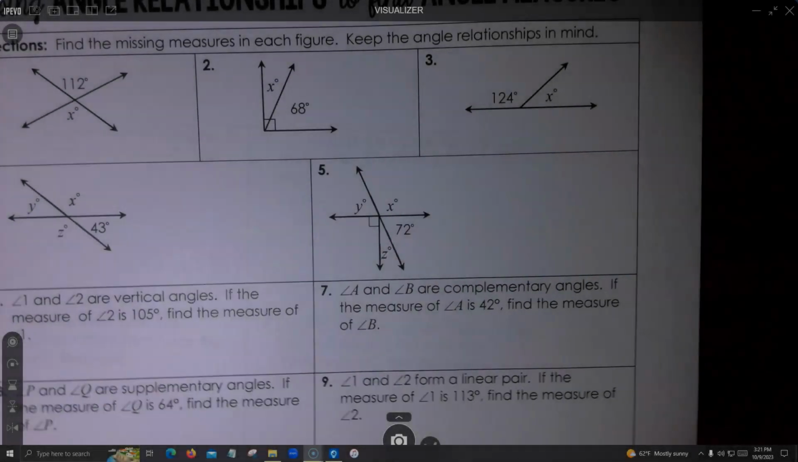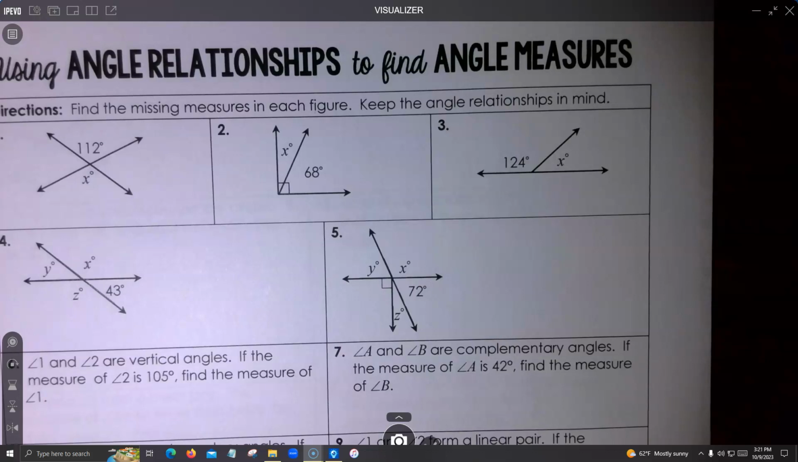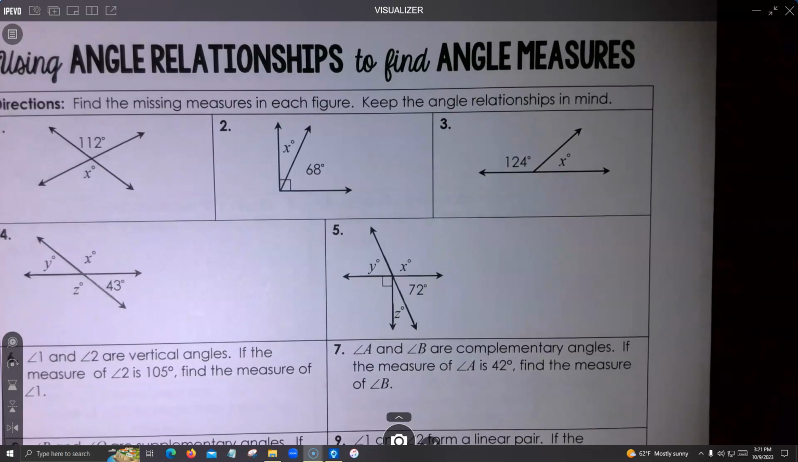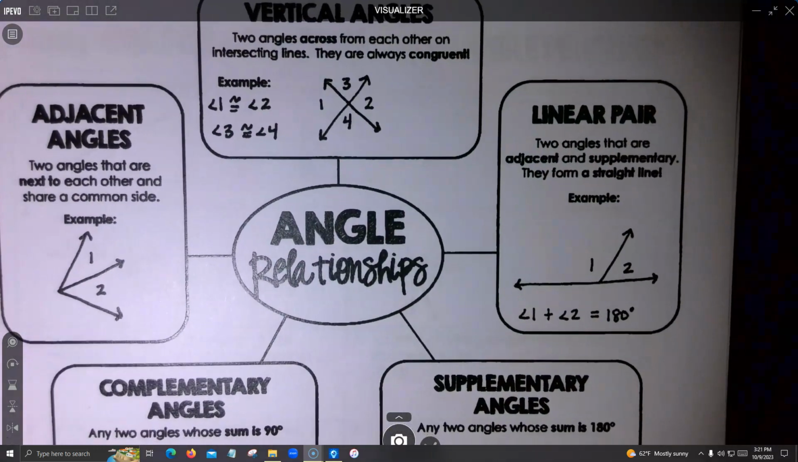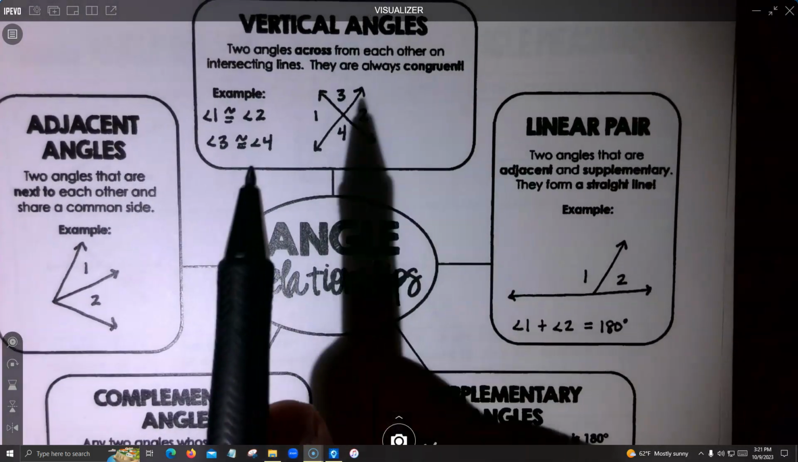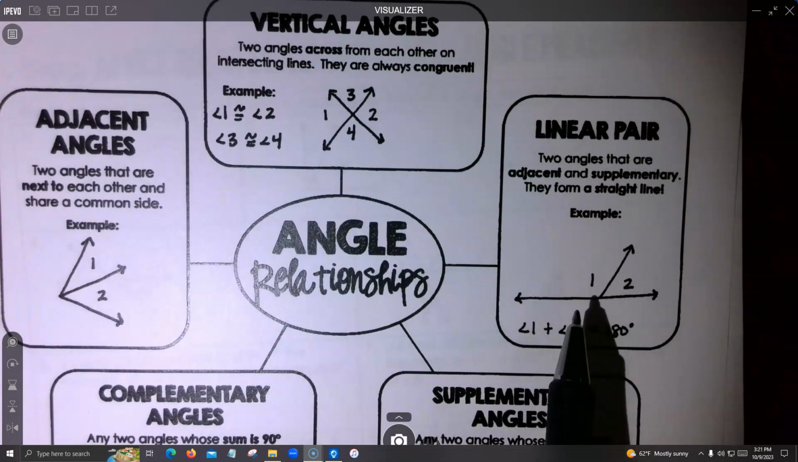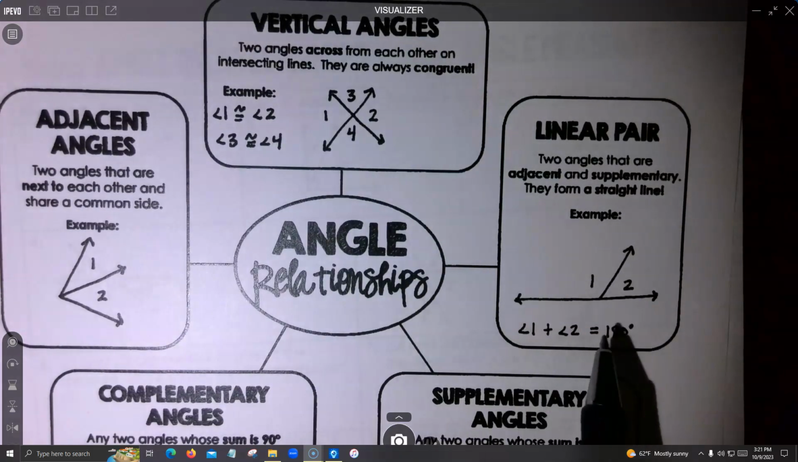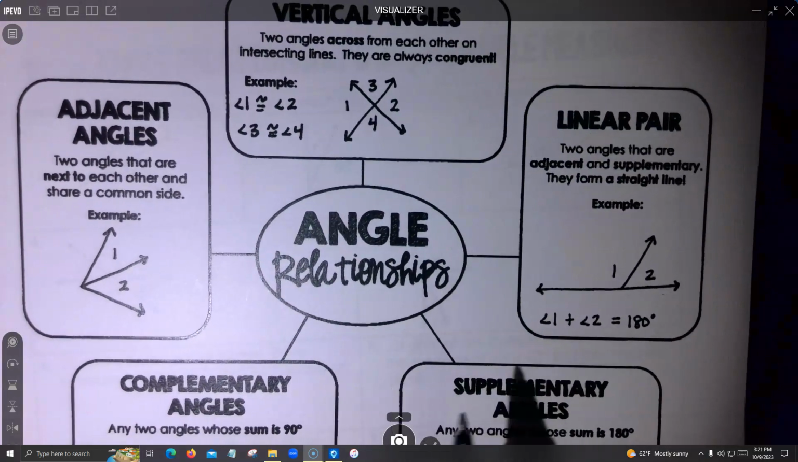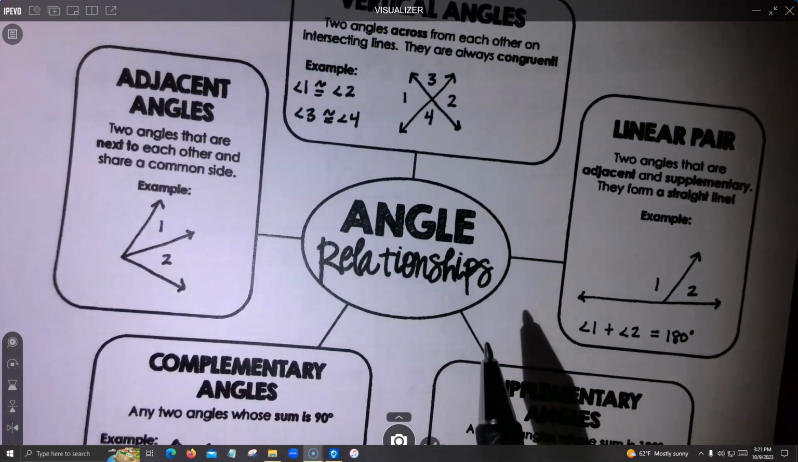Okay, this is the algebra part of this angle relationships lesson. It's based on what I did in the last lesson, which was these relationships: vertical angles, which are congruent; a linear pair, which are angles that share the same side, which is called adjacent, and they add up to be 180 degrees because they make a straight line, or what's called a straight angle.